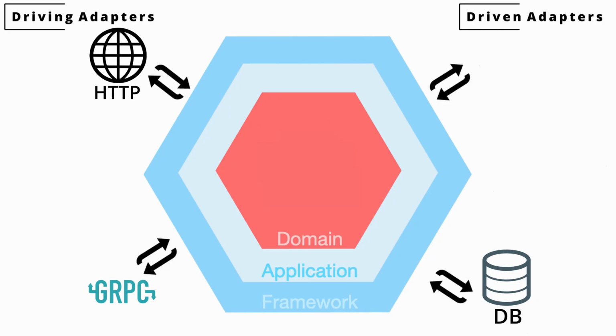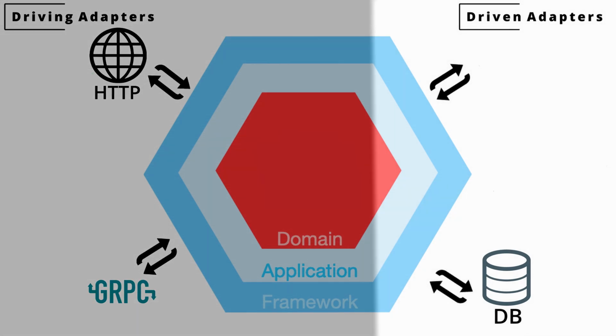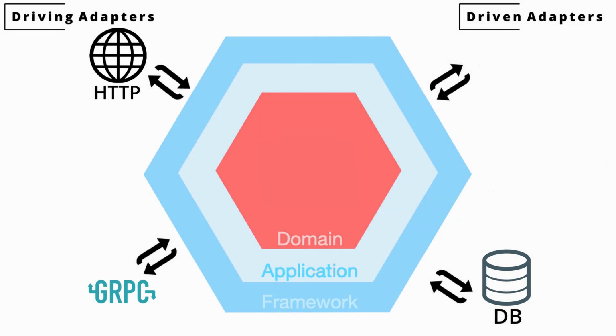Now when representing these adapters on a diagram, the driving adapters are usually placed on the left side of the hexagon and the driven adapters are usually placed on the right side of the hexagon. This is why our DB adapter is on the right side and our HTTP adapter is on the left side of our diagram. The HTTP adapter drives the application and the DB adapter is driven by the application.